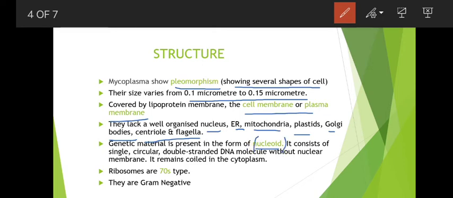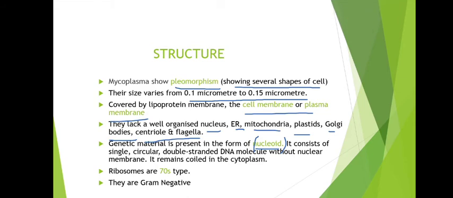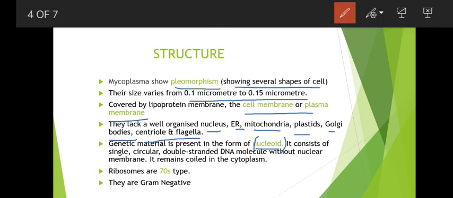It consists of a single circular double-stranded DNA molecule without a nuclear membrane. So the DNA molecule is double-stranded, circular, and also coiled, and does not have any well-organized nuclear membrane. It remains coiled in the cytoplasm. And the ribosomes of this mycoplasma are 70S type, as in all other prokaryotic cells. The ribosomes are of 70S type and they are gram-negative.